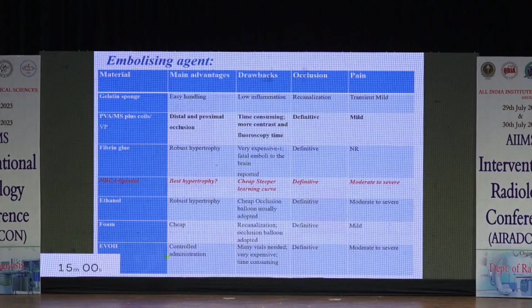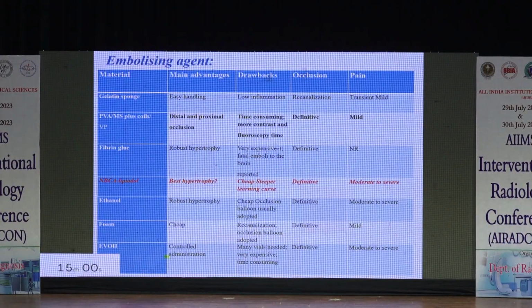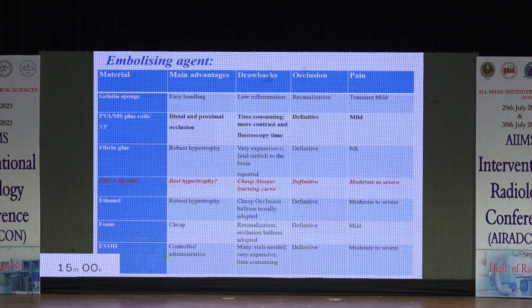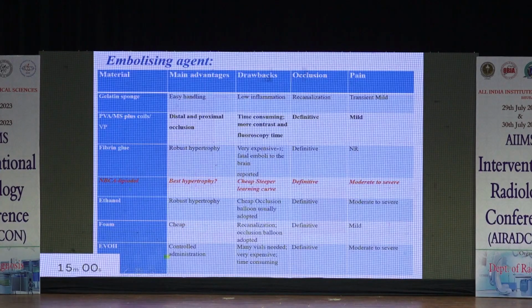So many agents are used, like gelatin sponge. These are temporary agents, and the other more permanent ones are PVA particles, fibrin glue, and glue. And ethanol is a liquid embolic agent, and recent embolic agents are like EVOH. So to get the best results, you have to occlude as distally as possible, so that you prevent collateral circulation. If you occlude proximally, blood can come from the arterial side, blood can come from the contralateral venous side. So many things can happen. So to get the best result, you have to occlude as distally as possible. That is possible with glue and liquid embolic agents only.